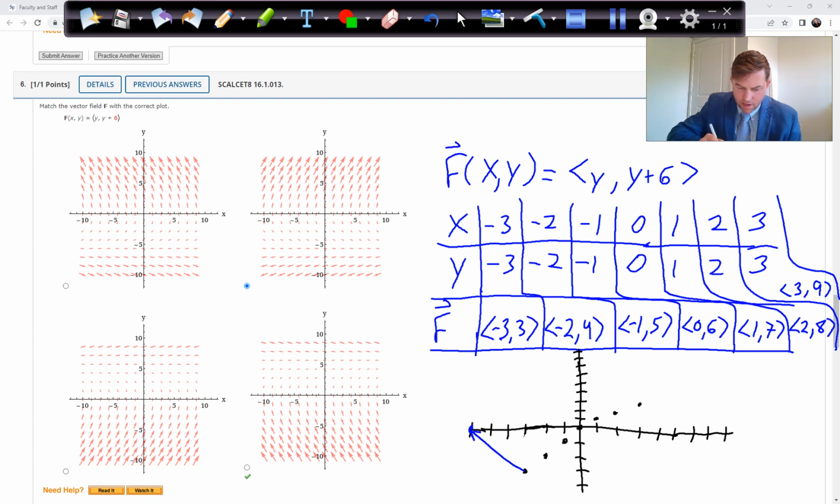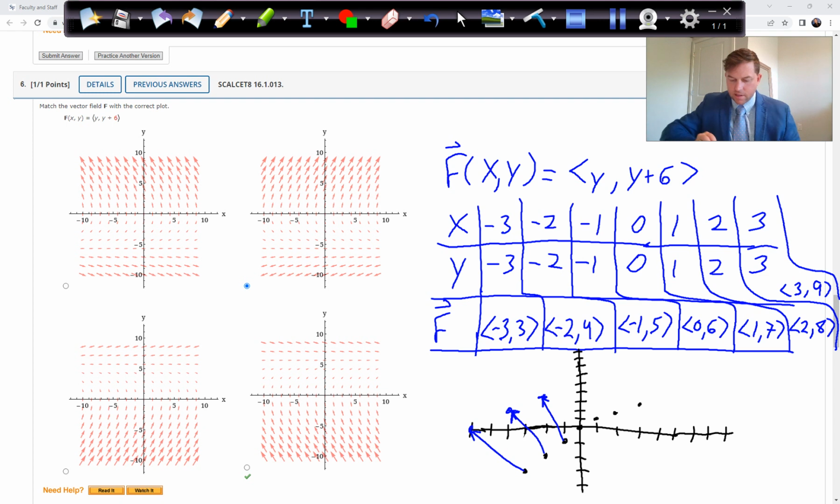Okay, then we're going to have, at (-2, -2), our vector is <-2, 4>. So it's going to go 1, 2, and then 1, 2, 3, 4. It's going to point something like this. Then at this point, (-1, -1), our vector is <-1, 5>. So it's 1 to the left, 5 up, 1, 2, 3, 4, 5. So it's right here.